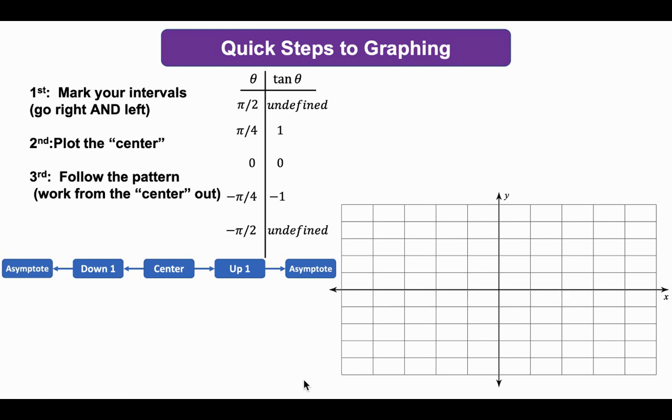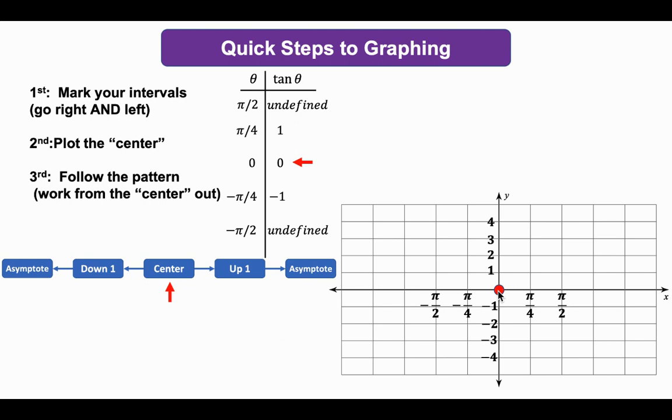First off, make sure you mark off your intervals. I can see my intervals: 0, pi over 4, pi over 2, and then negative pi over 4, negative pi over 2. I'm going to mark off my y values. It really only goes up to 1 and -1, but I had extra lines, so I just filled them in. All right, let's start at our center. Center is 0, so 0, 0 on our table. That's our center on our pattern, and then plot that 0, 0.